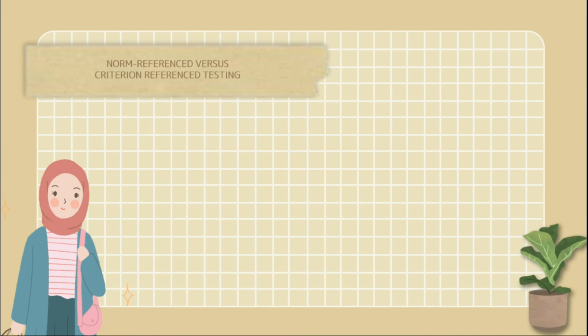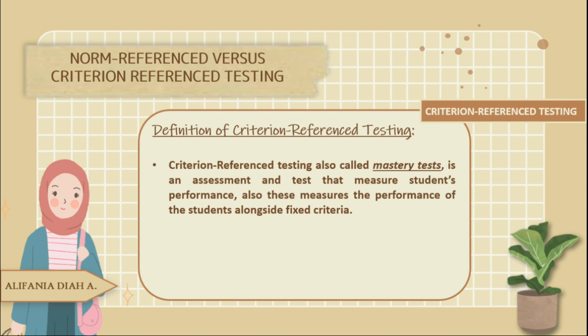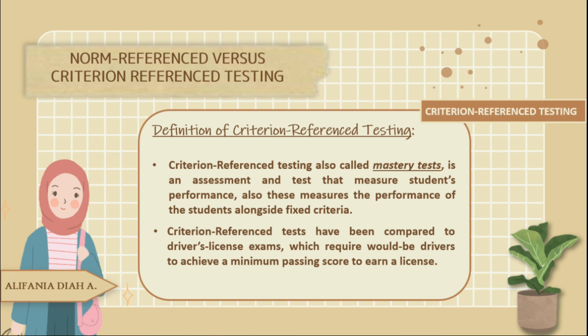And next, definition of criterion-referenced testing, also called mastery test, is an assessment and test that measures students' performance. Also, this measures the performance of the students alongside fixed criteria. These criteria include written and brief reports of what students are capable of doing at different stages. Criterion-referenced tests have been compared to driver's license exams, which require would-be drivers to achieve a minimum passing score to earn a license.